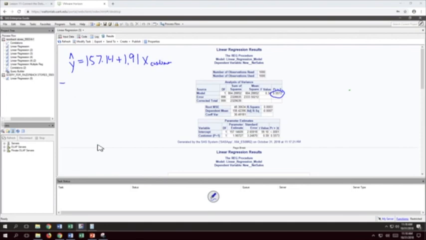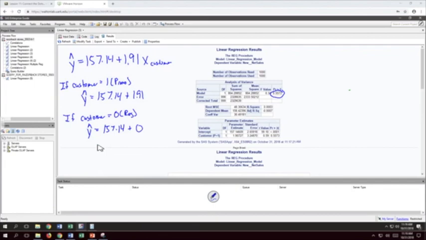So what we know is if customer equals 1, our promotional customer, then we would plug 1 in, and we would get y hat is 157.14 plus $1.91. If our customer equals 0, so if they're a regular customer, then we plug in 0, and we just get the mean.